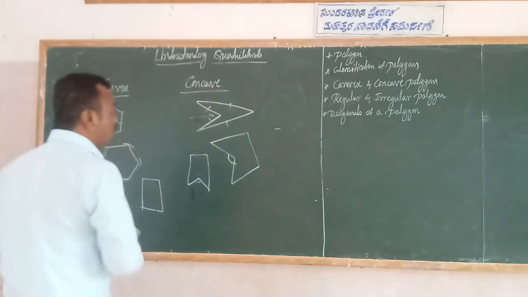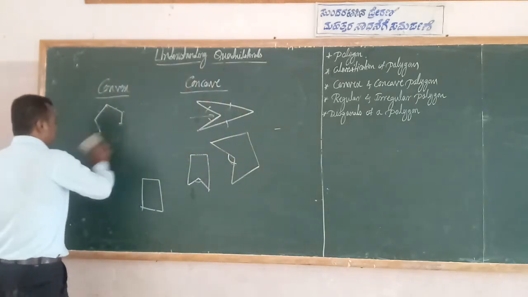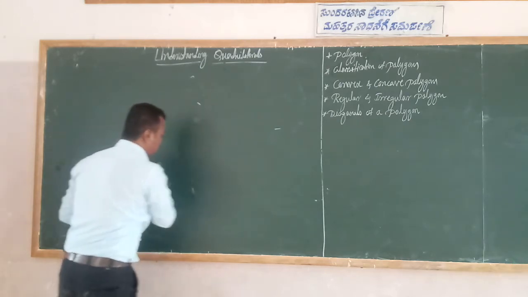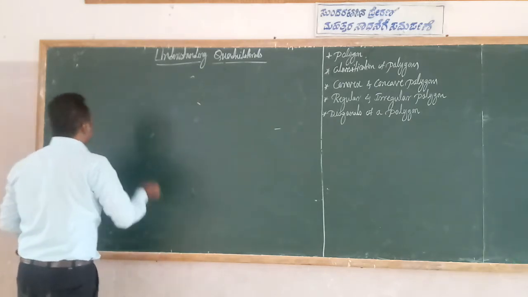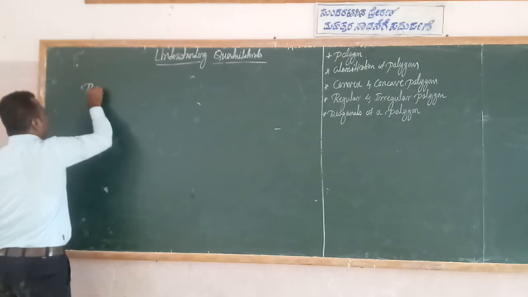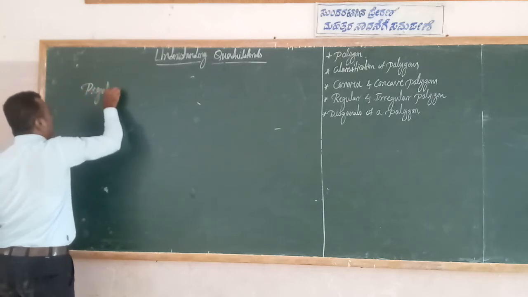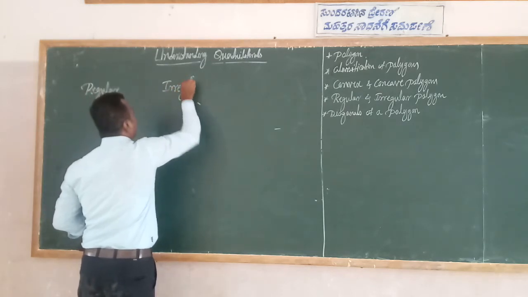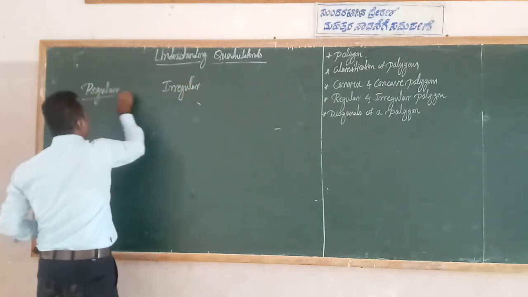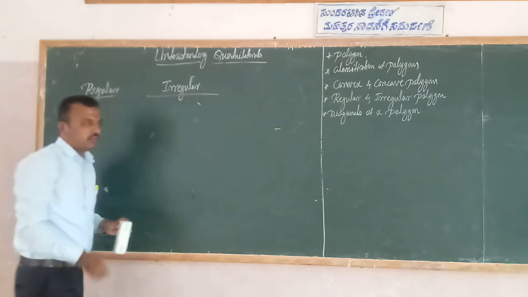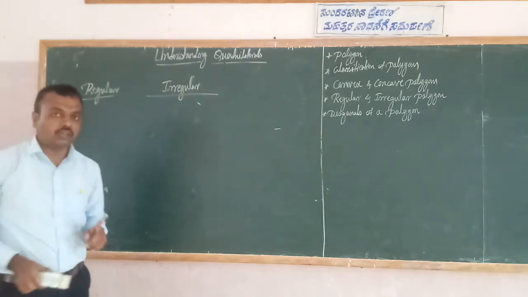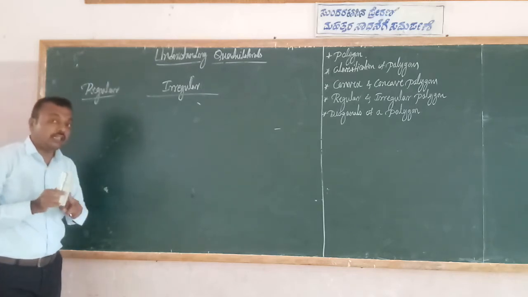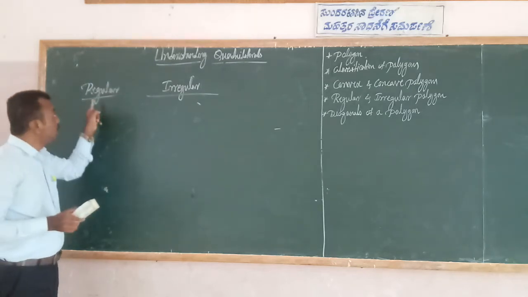Regular and irregular polygons. What do you mean by regular polygons and irregular polygons? Very simple, students. A regular polygon is a polygon having equal sides and equal angles. That is called a regular polygon.